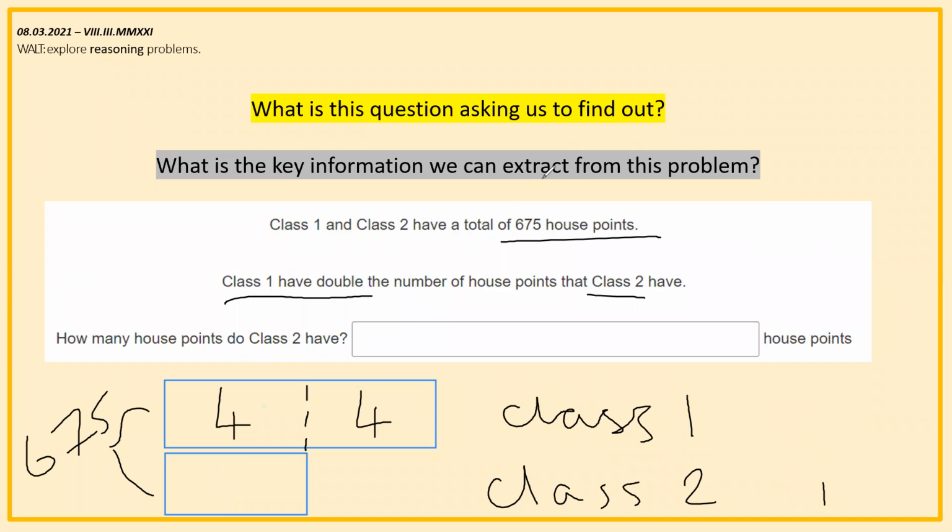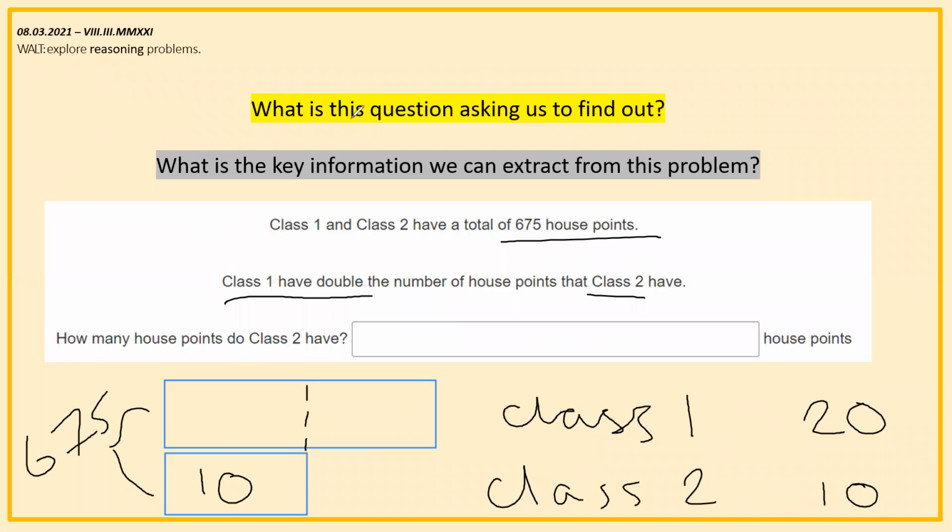What happens if class 2 had 10 points? Well, again, we'd have 10 and we'd have 10. So class 2 would have 10 points. Class 1 would have 20. Class 1 has got double what class 2 have got.